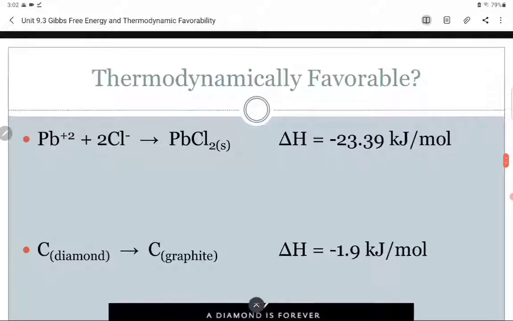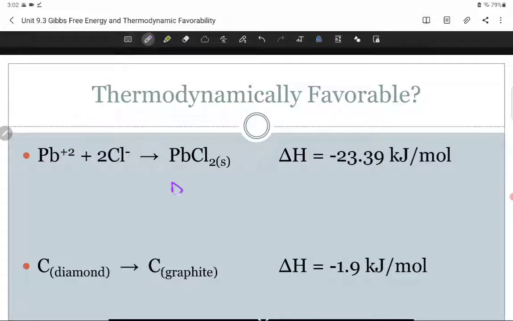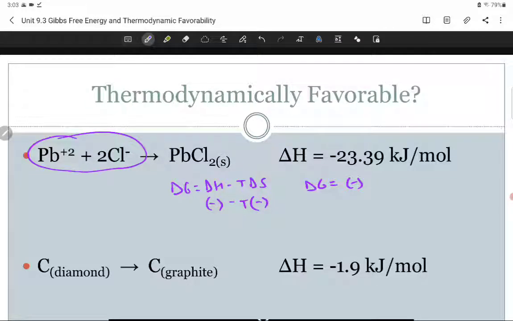Okay, let's look at another one here. In this case, delta H is negative, and we have aqueous ions going to a solid. That's becoming more orderly, less disorderly. So delta G could still be negative, but the temperature would have to be low this time. You want the delta H to kind of win out in this case, not the T delta S component.